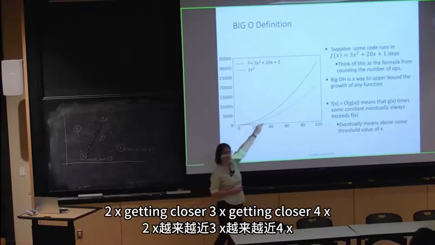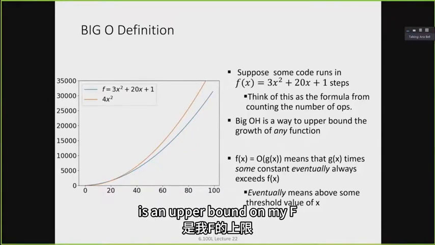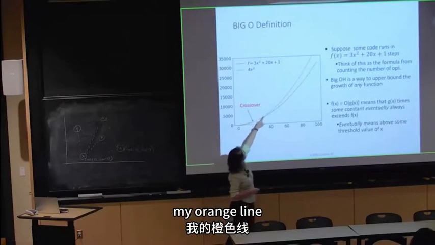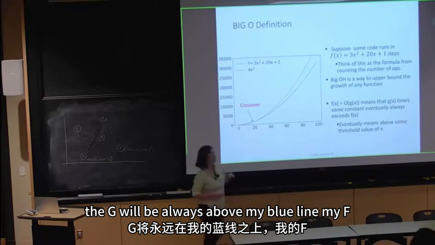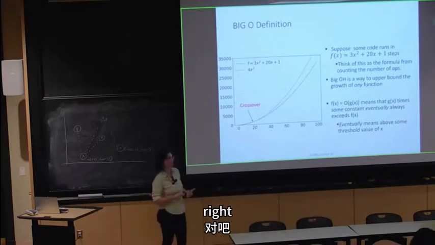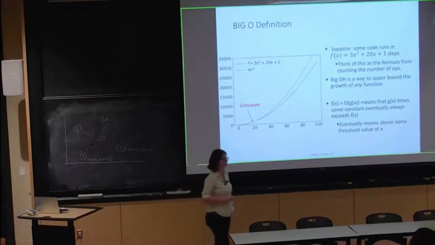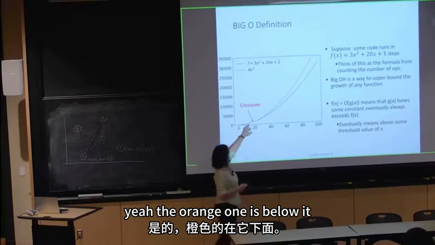2x squared, getting closer. 3x squared, getting closer. 4x squared is an upper bound on my f, because after this little crossover point here at about 20, my orange line, the g, will always be above my blue line, my f. Right? So far, so good? Just visually speaking. Yeah? The orange one below it there, does that matter? Yeah, the orange one is below it.